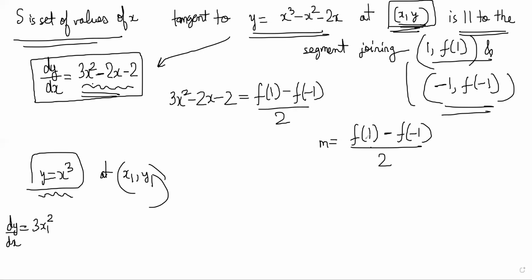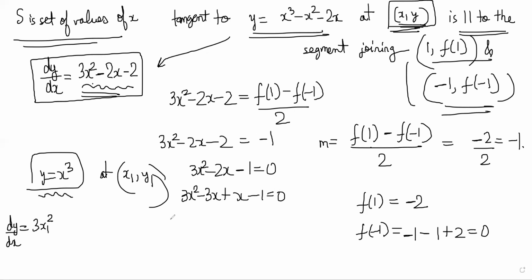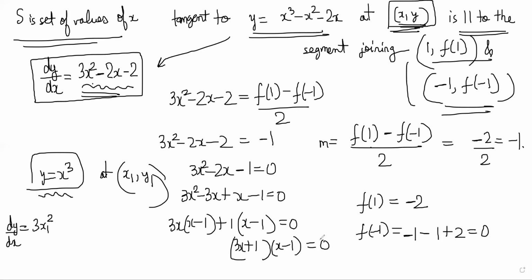f of 1 and all you can find out by putting it in. f of 1 is 1 minus 1 minus 2, so minus 2. f of minus 1 is minus 1 plus 2, so 0. So you get m is equal to minus 2 by 2, which is minus 1. So you get 3x square minus 2x minus 2 is equal to minus 1. This becomes 3x square minus 2x minus 1 is 0. You can factorize it. Your x will have two values, minus 1 by 3 and 1.